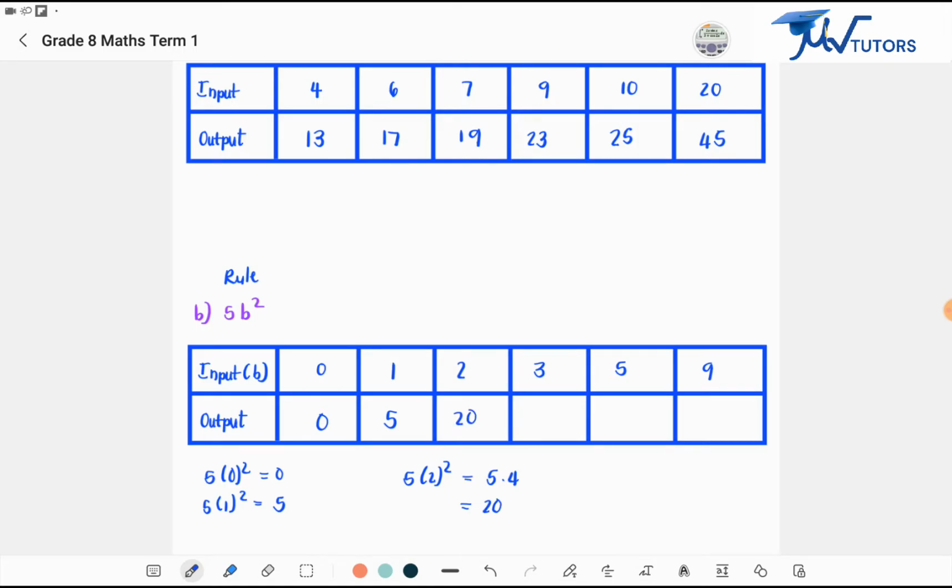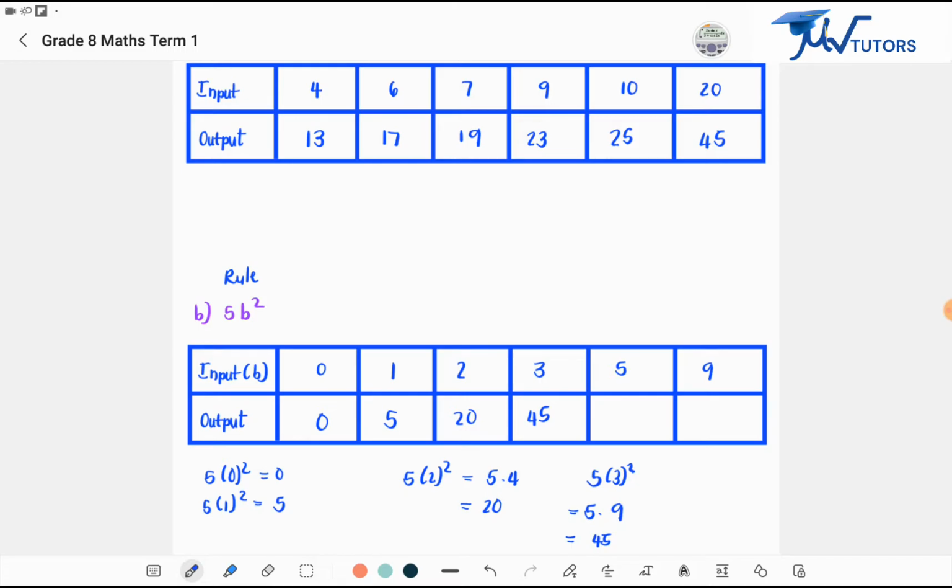Let me just attend to this little one. And now, if we look at 3, again, all you're going to do is substitute 3 in the place of b. What is the value of b? Okay, so 5 times 3 squared is basically 9. Now what is 5 times 9? It is 45. So basically that's what we have over there. And then we go on and so forth.